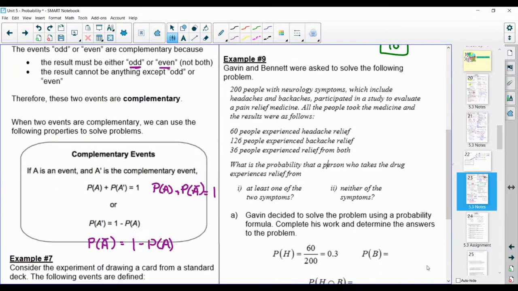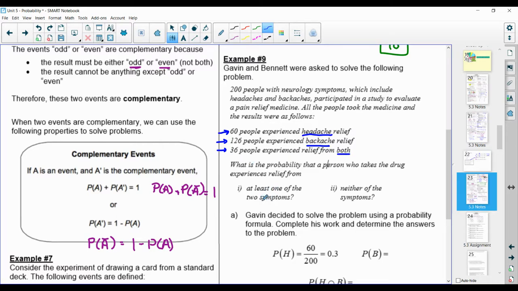And one last example. Gavin and Bennett are asked to solve the following problem. 200 people with neurology symptoms, which include headaches and backaches, participated in a study to evaluate a pain relief medicine. All the people took the medicine and the results were as follows. 60 people experienced headache relief, so 60 people had headache relief. 126 people had backache relief, and 36 people experienced relief from both.